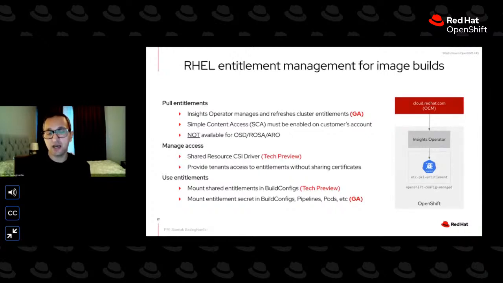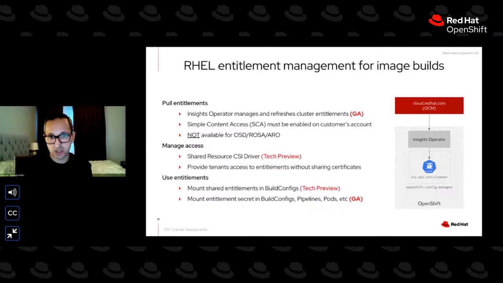And the last bit is once a team gets access to these entitlements, they can mount it inside a build config through a CSI driver, which will move to tech preview, or they can mount the secret, if the admin decides to duplicate the entitlement secret that Insights Operator puts on the cluster. They can mount it as a secret inside a build config or pipelines or pods or anywhere else that a secret can be mounted and used in a Dockerfile build. And that capability remains GA.